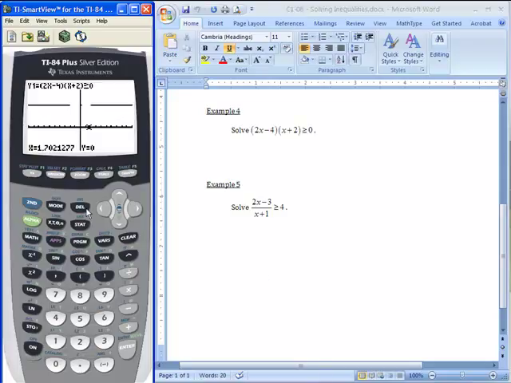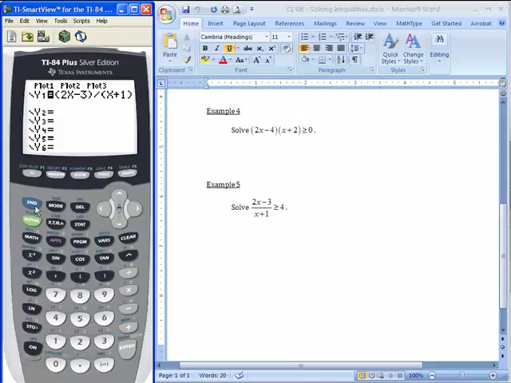Finally, let's take a look at example 5. So let's go back to y equals. Let's clear out what we've got. And let's recognize that since this is a rational expression, we're going to have to put numerator and denominator each in their own set of parentheses to enforce order of operations. So I'm going to start with a left parenthesis and type in 2x minus 3, close with a right parenthesis, divided by, the denominator is going to be a left parenthesis opened, x plus 1. We're going to close with a right parenthesis.